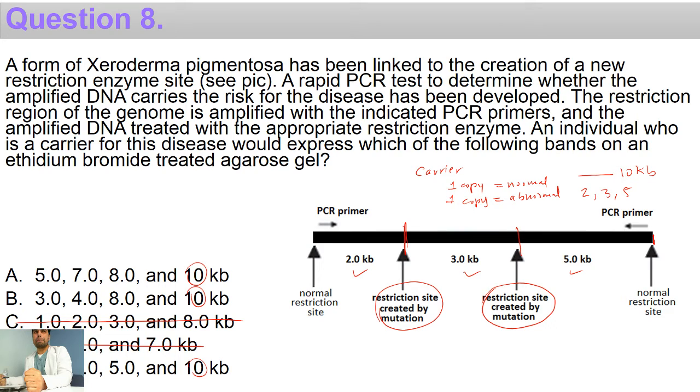Can the question be in a different way? Yeah. I can say, what would be the band seen for homozygous recessive or diseased person? For a diseased person you'll only see 2, 3, 5. What would be the band seen for a homozygous dominant person? Just 10. Just 10. Yeah. 1, 2, 10 doesn't matter, but 10. Okay. Make sense? Yeah.